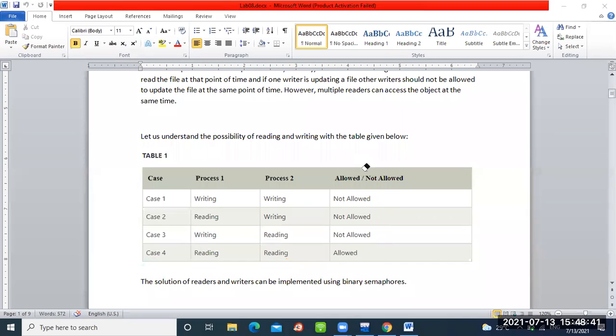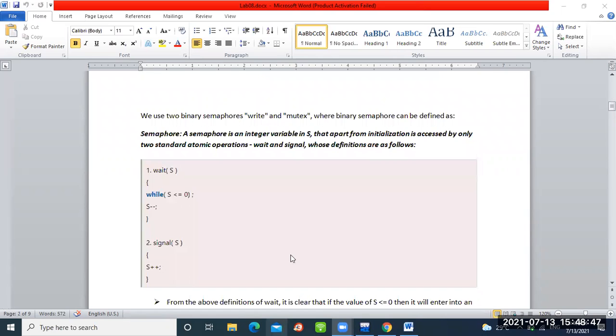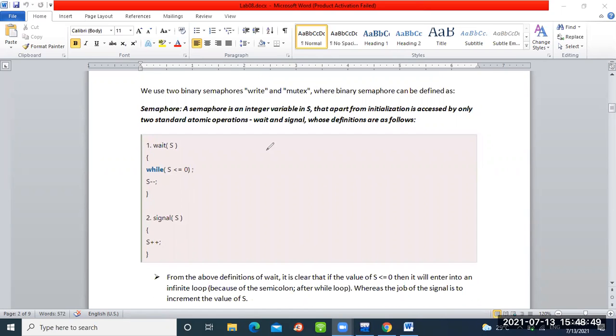So first of all, let's understand what you understand by semaphore. Actually, we will use two semaphores here. One is called write, the second one is called mutex. To solve this reader-writer problem, I will use these two semaphores, and remember, both are binary semaphores.